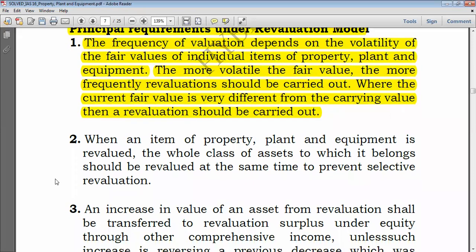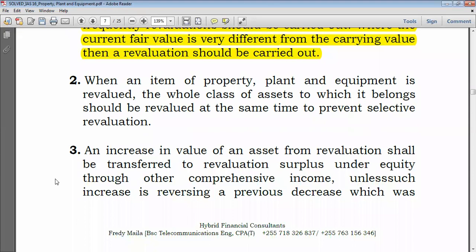And then we have number 2 here. This is a very common question and example explaining principal requirements of the revaluation model. Number 2, when an item of property, plant, and equipment is revalued, the whole class of assets to which it belongs should be revalued at the same time.